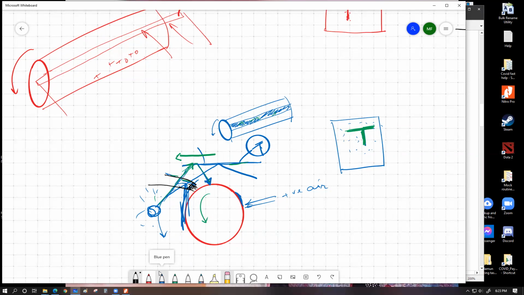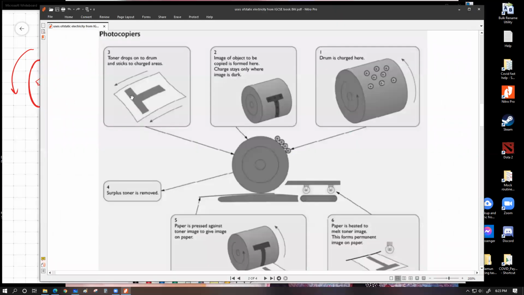So there is no charge over here. This is just a delivery system of toner. It is going to work in this manner, and the toner is going to get attached to the locations where the drum is still positively charged. So what is going to happen? We're going to get a shape like this onto the roller surface.